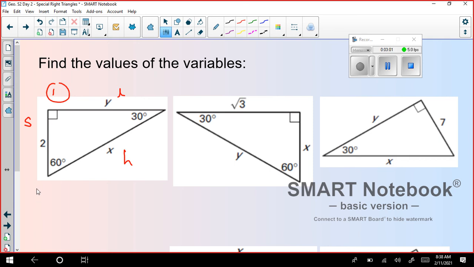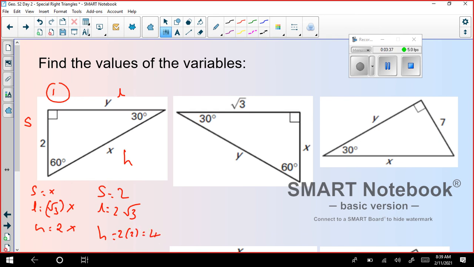We know that the smallest leg is x, the long leg is root 3 times x, and the hypotenuse is 2 times x. Here we have been given x equals 2, so we can substitute. The long leg is x times root 3, which is 2 root 3, and the hypotenuse is 2 times x, that is 2 times 2, which is 4.